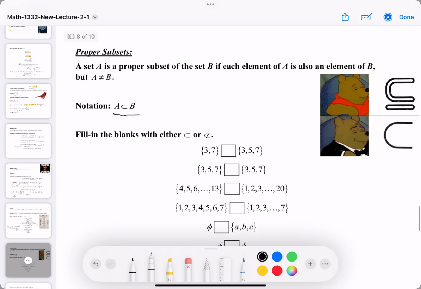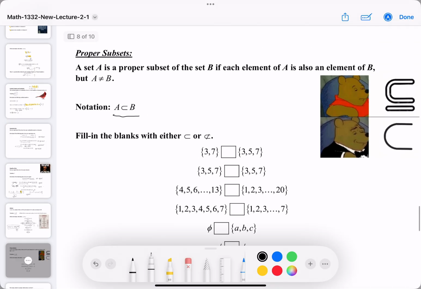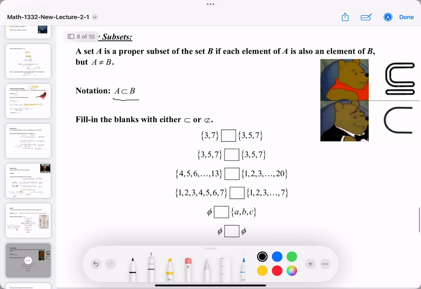Fill in the blanks with either is a proper subset or is not a proper subset. Okay, so 3 and 7. So 3 and 7, they are all inside of the set 3, 5, 7. Yes, and also the first set and second set are not equal. They are not the same. I'm going to put the proper subset notation.